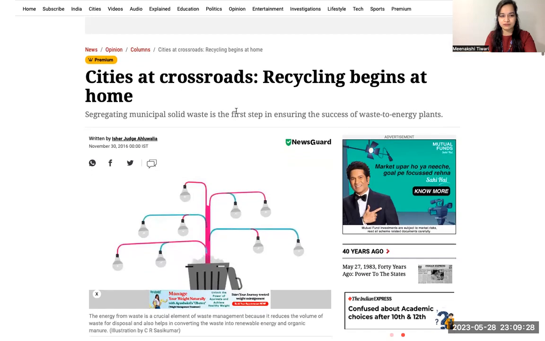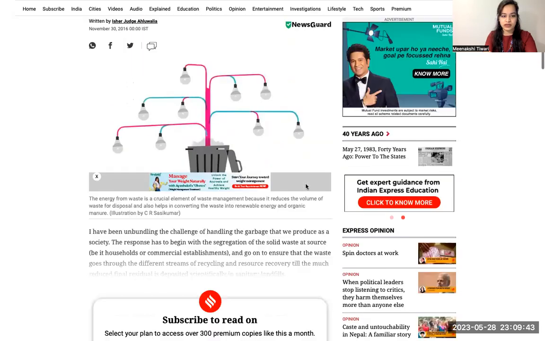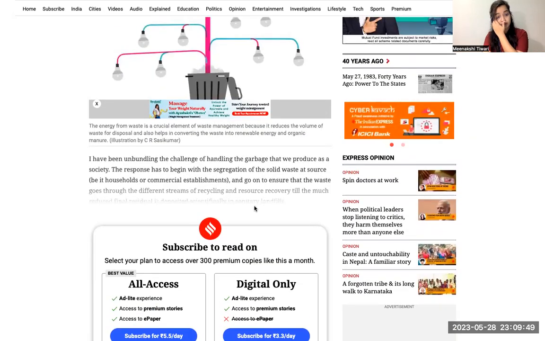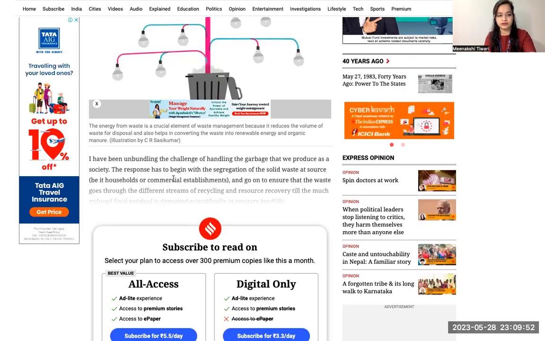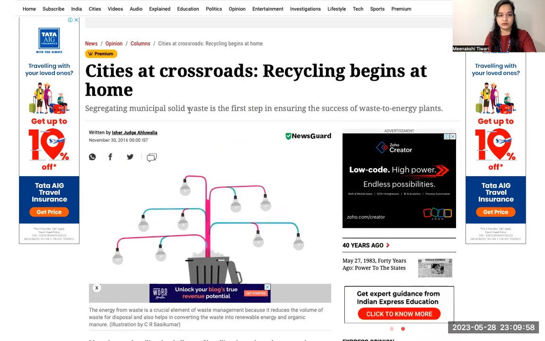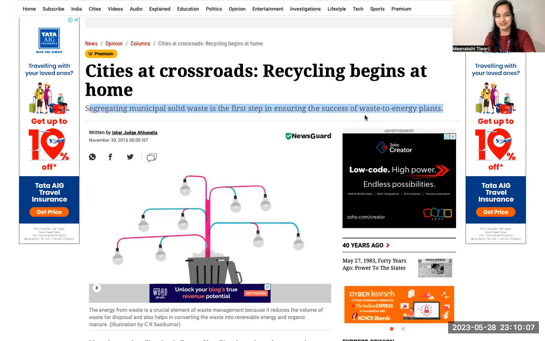This passage comes from an article in the Indian Express, November 30, 2016. Segregating municipal solid waste is the first step in ensuring the success of waste to energy plants. If you read it, I have it on my phone. I've subscribed to it. So it came up from here, and you can get a little more context, or if you want, I will send you an email if you write to me more about this passage. And the subtitle carried your answer. You see right there.